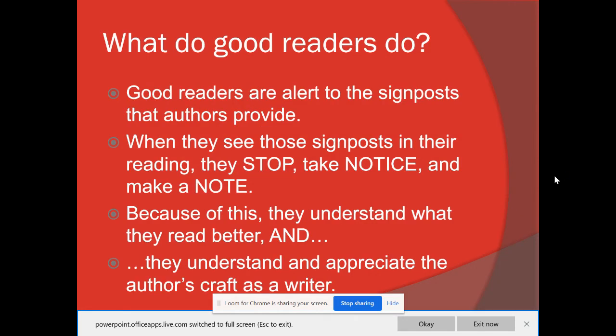So first, this is something that's supposed to help you become a better reader. So first, let's talk about what good readers do. Good readers are alert to the signposts that authors provide. We're going to go over each and every one, and then you're supposed to stop when you see them, take notice of them, and make a note. Because if you can do these things, then you're better aware of how a writer writes and what the creative process is like, and that makes you more appreciative of a piece of literature.